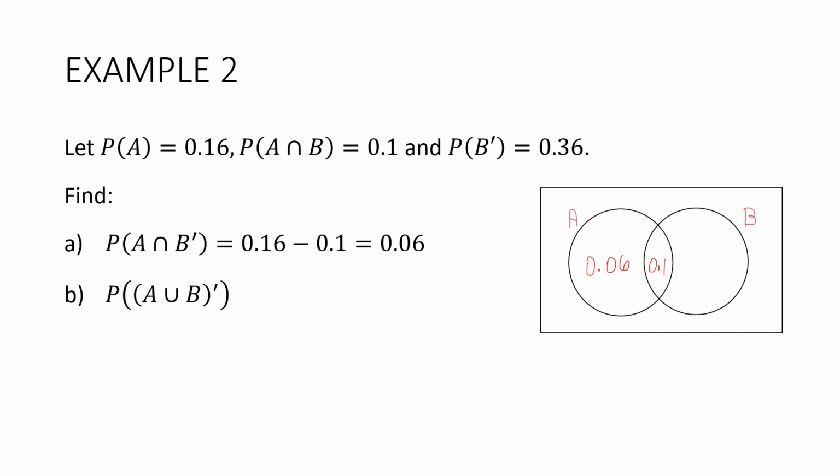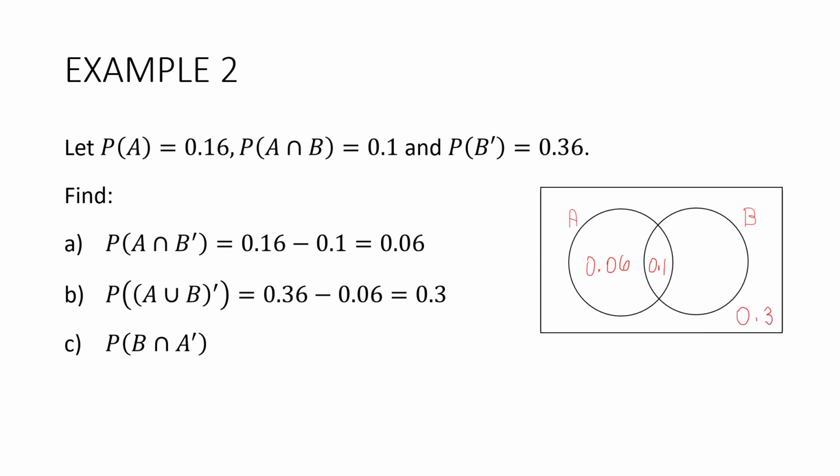Part B, let's find the probability of the complement of A union B. So that means everything outside those two circles. All right, what do we know? We know the probability of the complement of B is 0.36. So outside of B is 0.36. If we take away the 0.06, that is just A, we're going to get the probability of the complement of A union B. So that is 0.36 take away 0.06, which is 0.3.